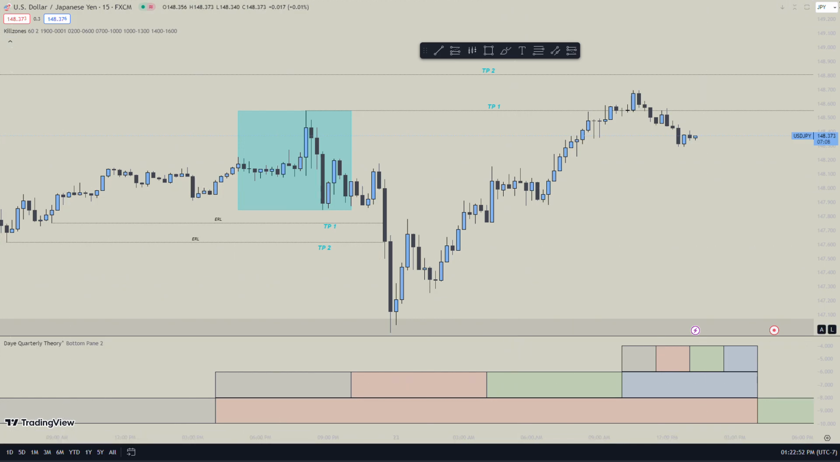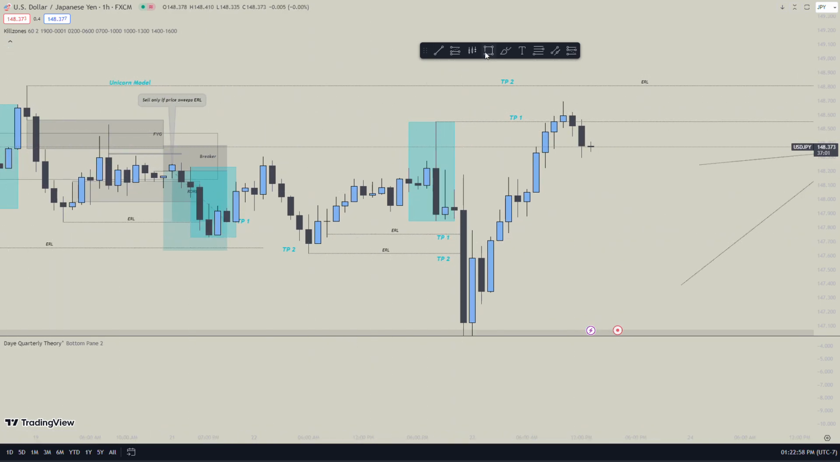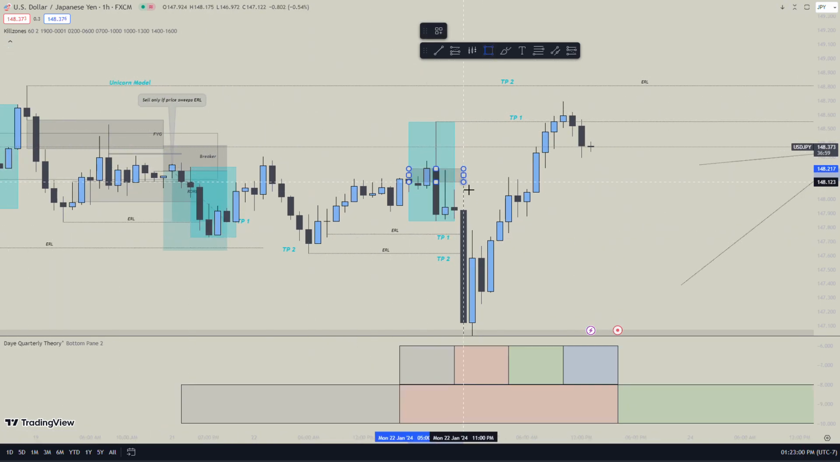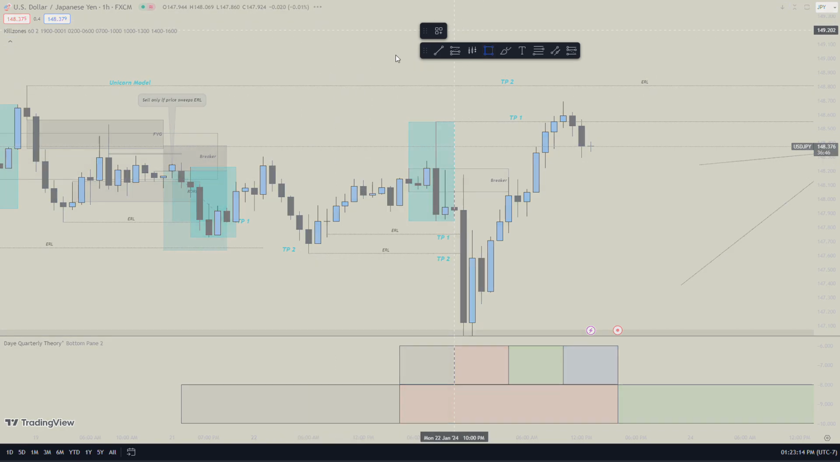Well, I'm going to go to the 1 hour, and I want to be looking for a unicorn entry to form. So I'm going to go grab this breaker here, and this is our breaker block. If you don't know how breaker blocks work, I'll explain that in a future video. What I will be explaining instead is the unicorn model. I use the 1 hour breaker, and I usually use a 15-minute fair value gap.